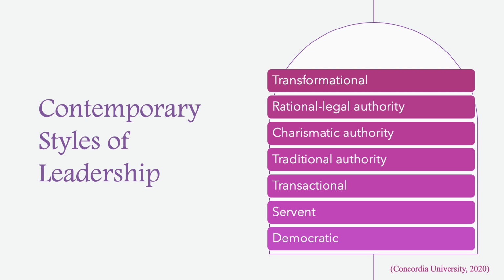The rational legal authority model is one that focuses on the leader making all of the decisions based on rules and regulations that could be required either by states, federal regulations, things like that.